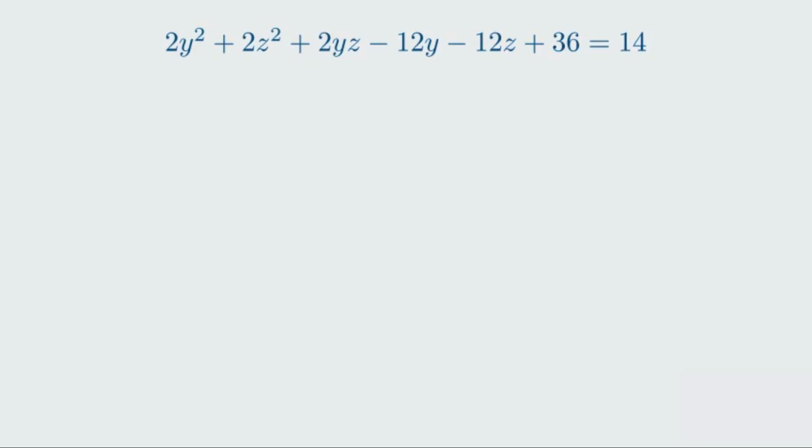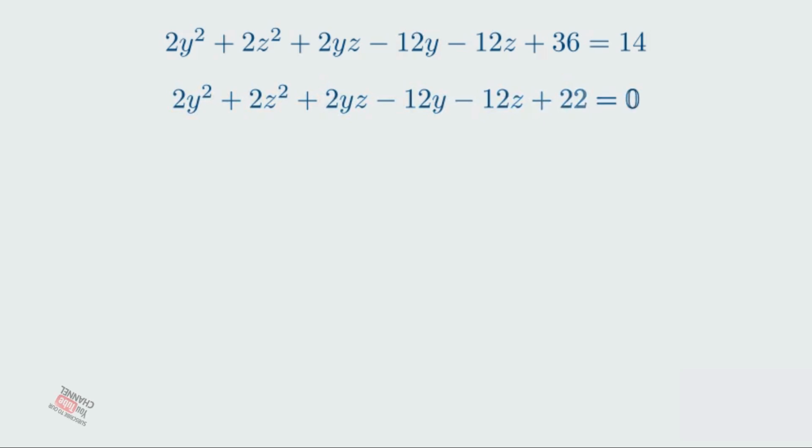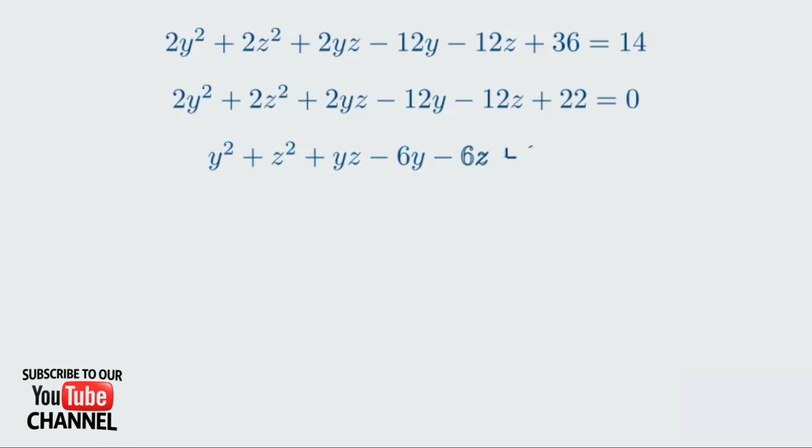First, let's set the equation to 0 by subtracting 14 from both sides. 36 minus 14 is 22. So our equation becomes 2y squared plus 2z squared plus 2yz minus 12y minus 12z plus 22 equals 0. Now it's in a standard form. Looking at this, notice that all the coefficients are even. We can simplify the equation by dividing the entire thing by 2. Dividing by 2 gives us y squared plus z squared plus yz minus 6y minus 6z plus 11 equals 0.